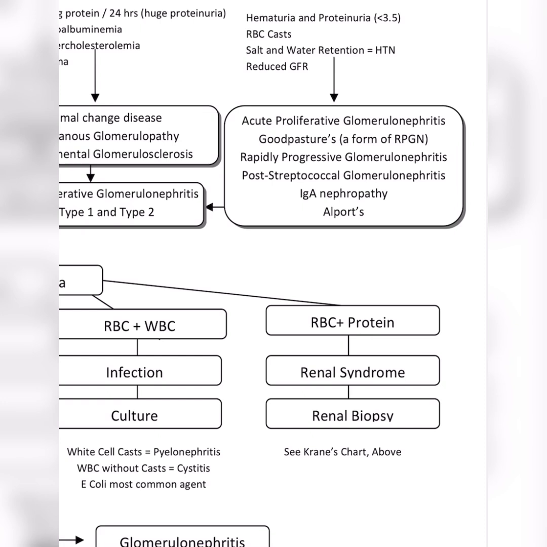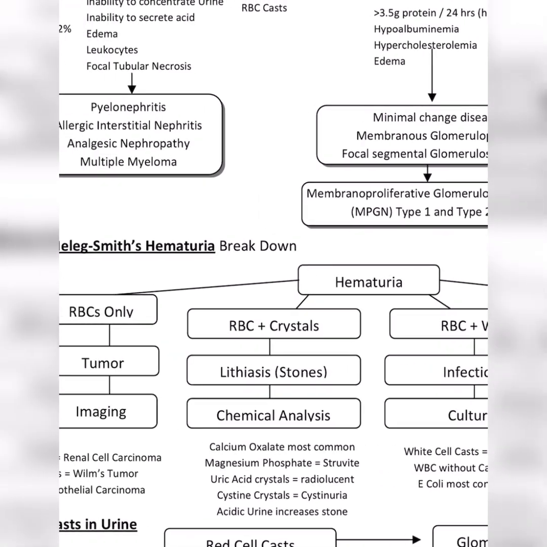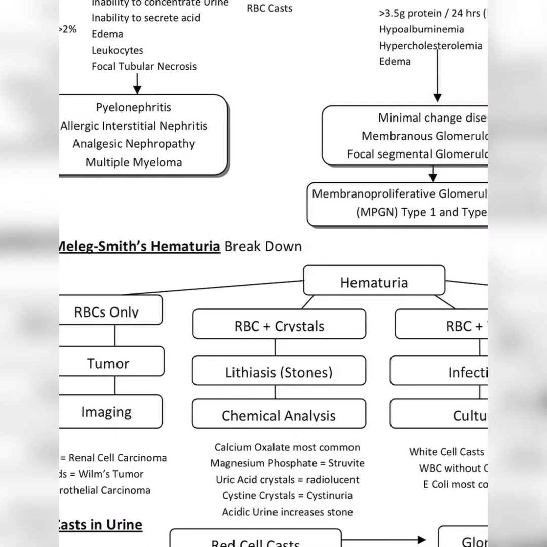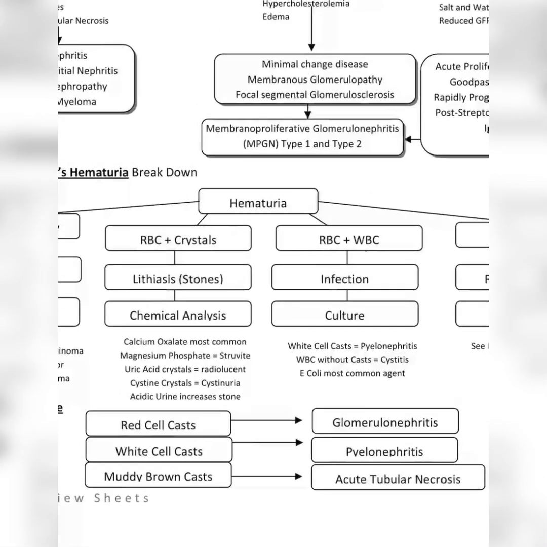If RBCs and protein are there, it can be renal syndrome, which we discussed, that it can be nephrotic syndrome or nephritic syndrome. So you need to go for further analysis of the urine, protein per 24 hours, and finally renal biopsies. Casts in the urine: if RBC casts are there, then it indicates toward glomerulonephritis. If WBC casts are there, it can be pyelonephritis. If it is muddy brown, then the problem is in the tubules, in case of acute tubular necrosis.